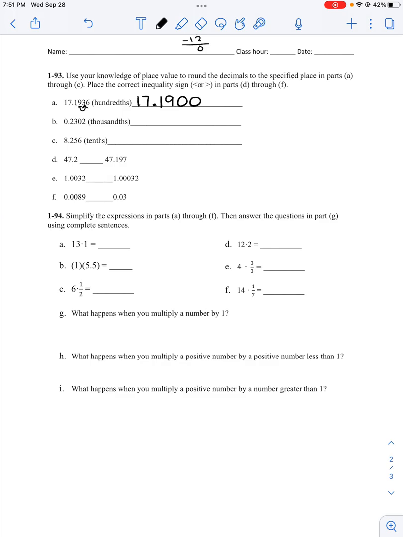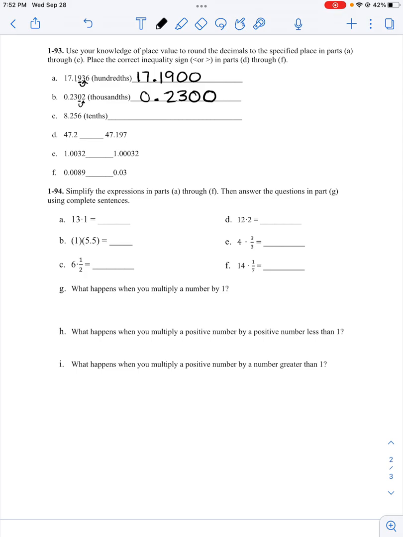Part B, I'm rounding to my thousandths place value. So I have my 0 and my decimal. Okay. Then tenths, hundredths, thousandths is my 0. I look to the 2. The 2 tells me the 0 stays the same. So I write everything that comes before my underlined number. My 0 stays the same. Everything behind it turns to a 0.